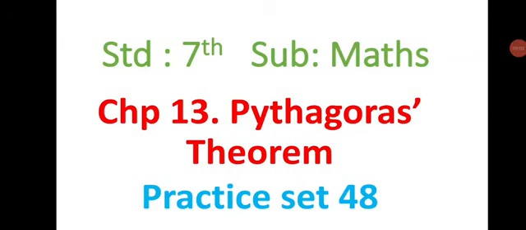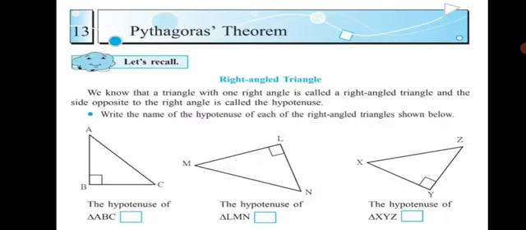Standard 7th, Subject Maths, Chapter 13, Pythagoras Theorem, Practice Set 48. Dear students, let's recall about the right angled triangle. We know that a triangle with one right angle is called a right angled triangle, and the side opposite to the right angle is called the hypotenuse.